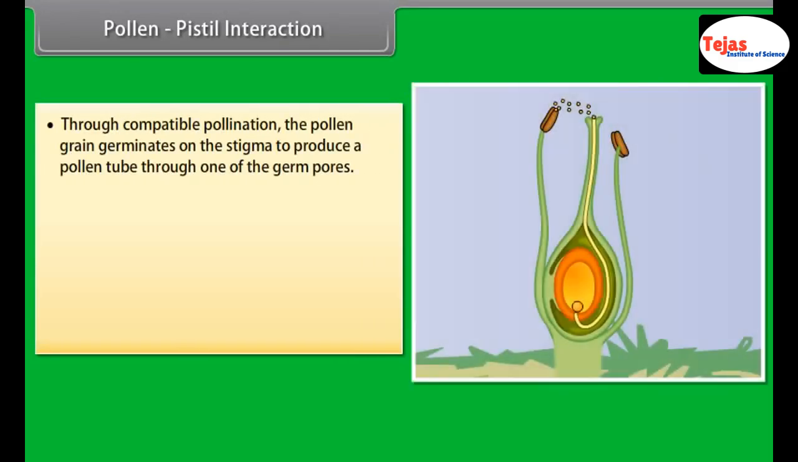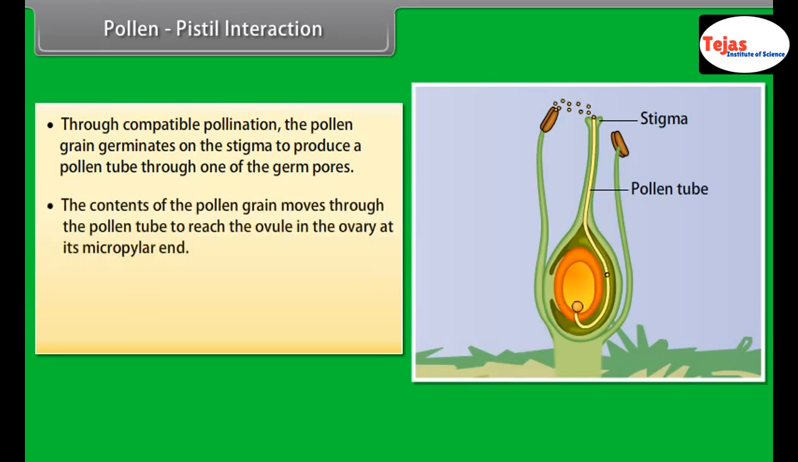Pollen-pistil interaction. Through compatible pollination, the pollen grain germinates on the stigma to produce a pollen tube through one of the germ pores. The contents of the pollen grain move through the pollen tube to reach the ovule in the ovary at its micropylar end. The pollen tube then enters one of the synergids through the filiform apparatus.